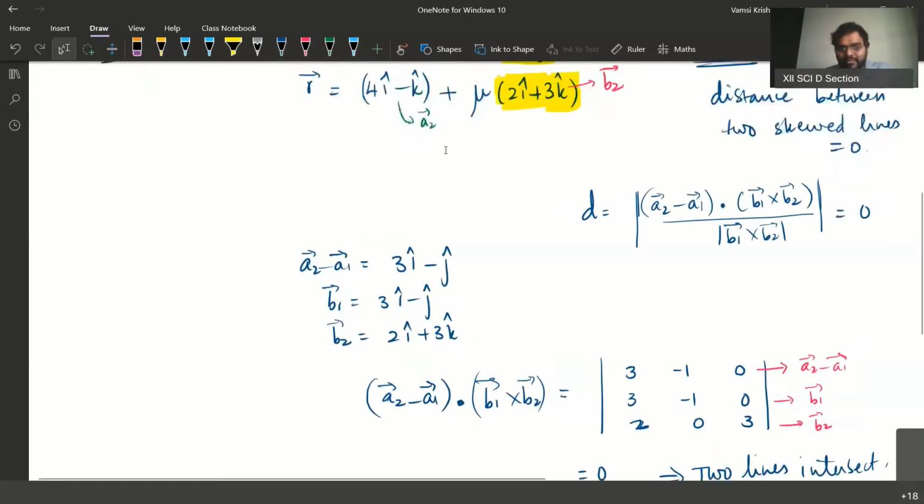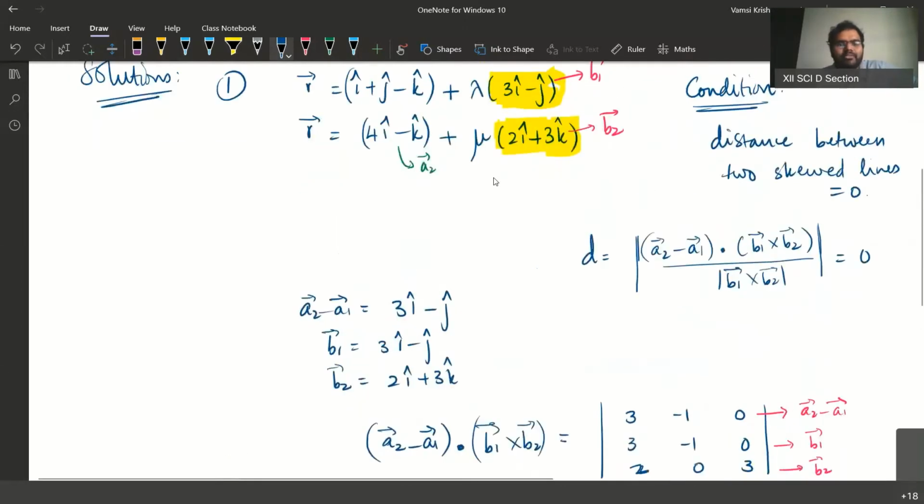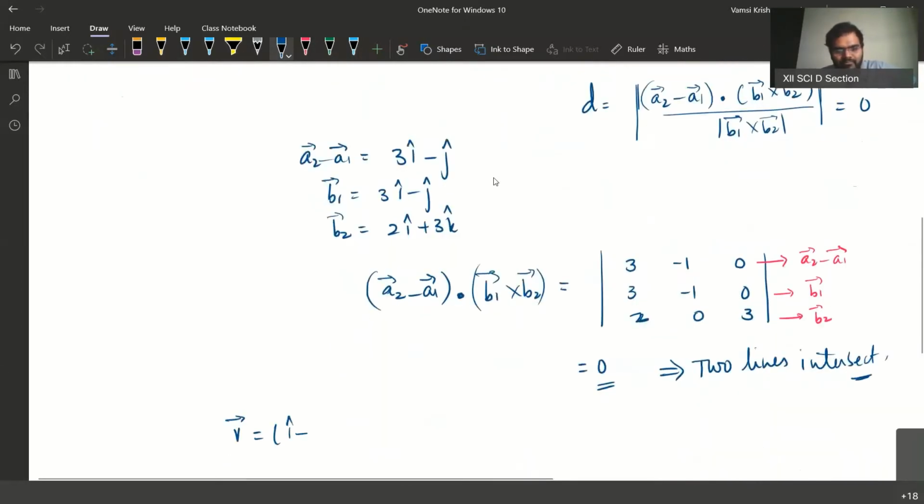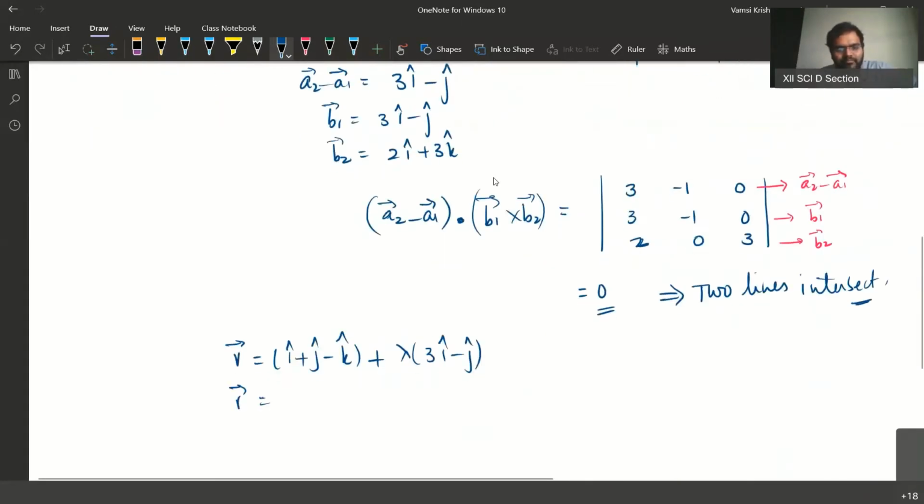If you're asked to find the point of intersection, as Manish pointed out, we have to solve both the line equations. So if the first line equation is given by i plus j minus k plus lambda times 3i minus j, and the second line is 4i minus k plus some other constant mu times 2i plus 3k. Now, how do you solve these lines? It's always better you write it in the Cartesian form and solve the equations.